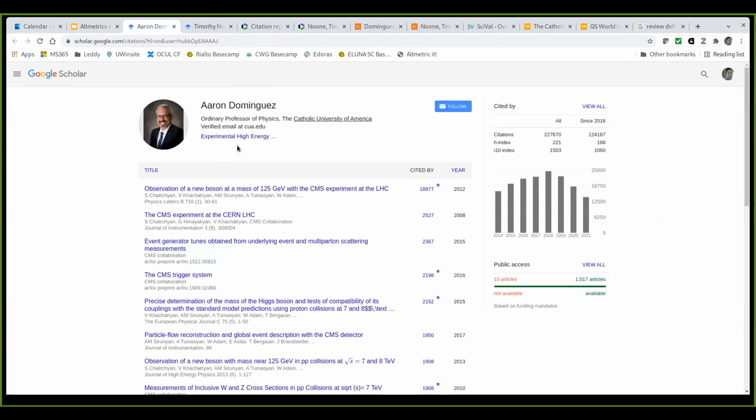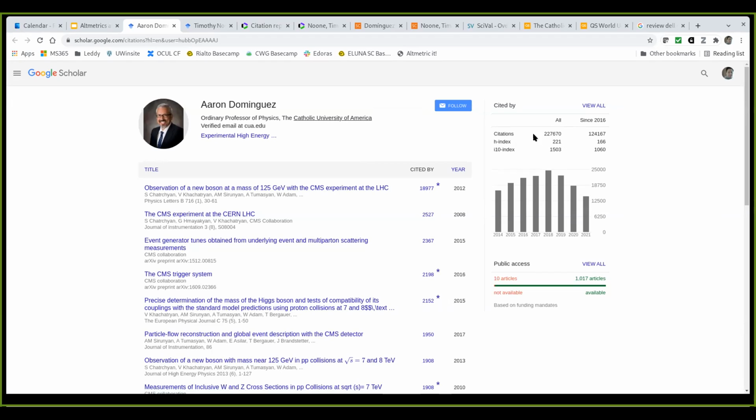So here's the Google Scholar page for Dr. Dominguez. We can see here on the right his number of citation counts, and also a list of publications in order of the ones that are most cited, and going down from there. And the total number of citations, and then those since 2016.